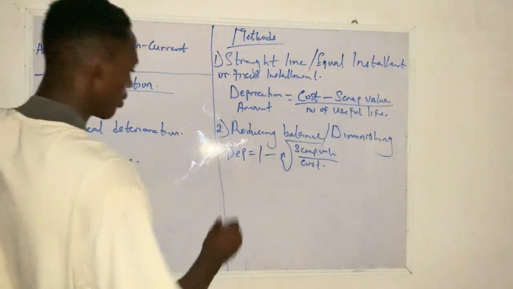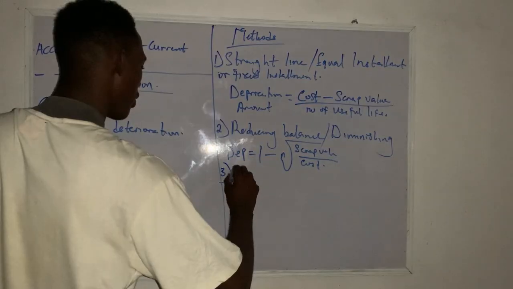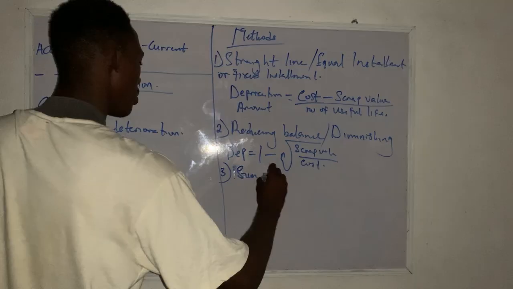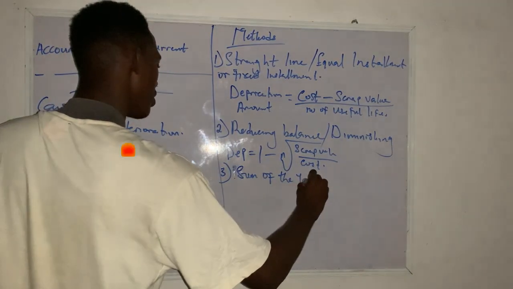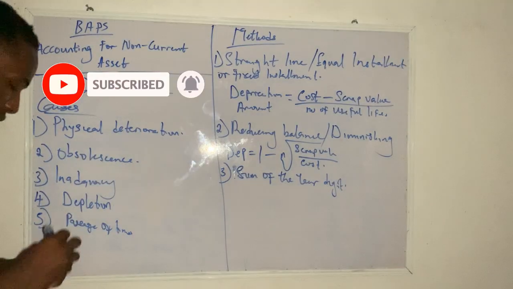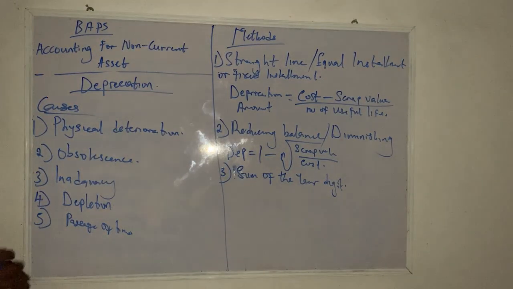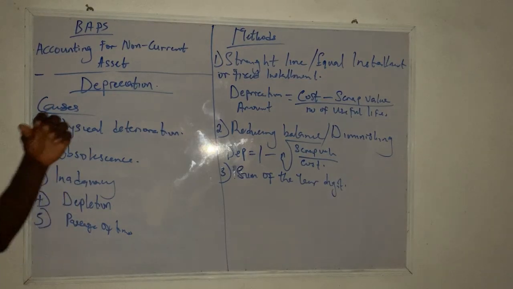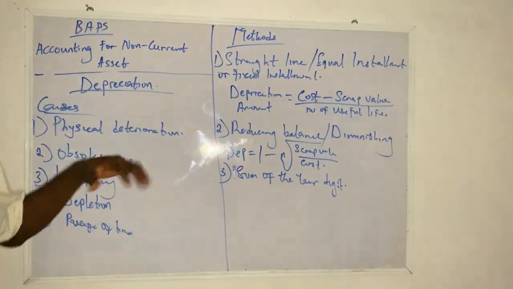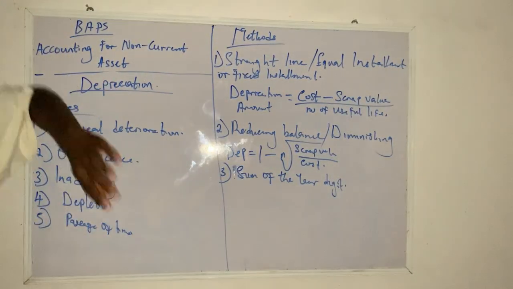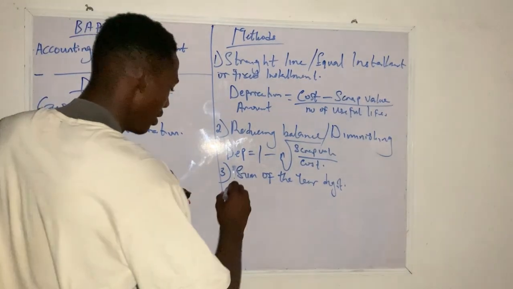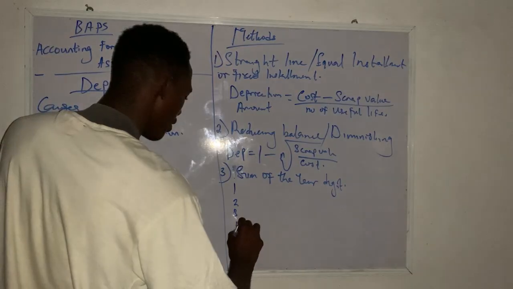You get? Now 3, we have what we call, okay, let's talk about sum of the year digits. Sum of the year digit is you summing up the consecutive numbers of years that the asset is going to last for, then reversing it. For example, let's say they give us year 1 to 5. So 1, 2, 3, 4, 5.